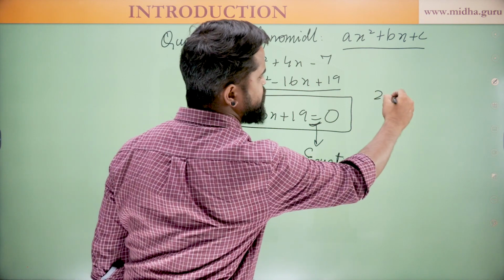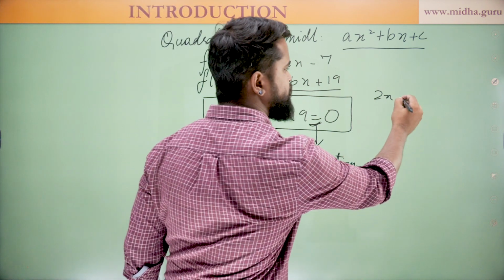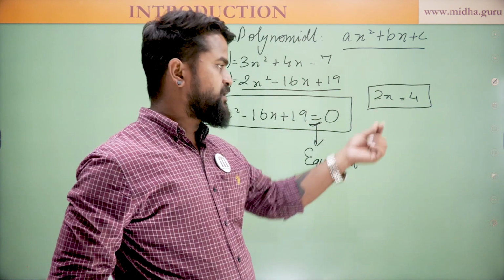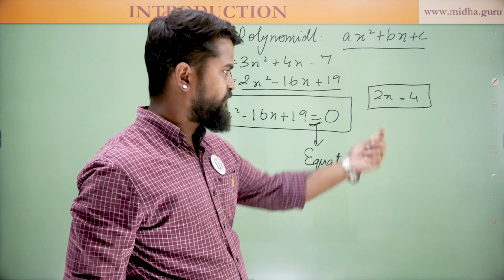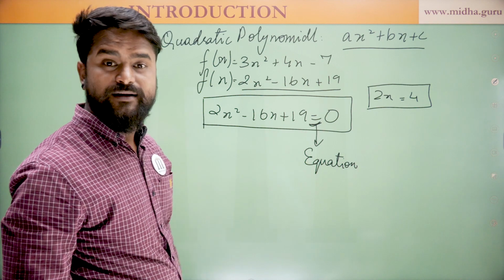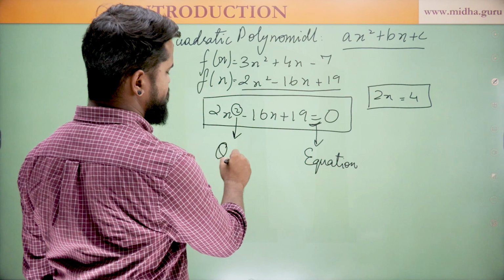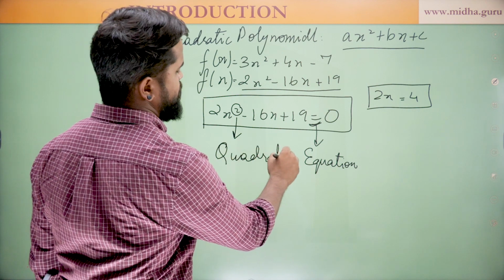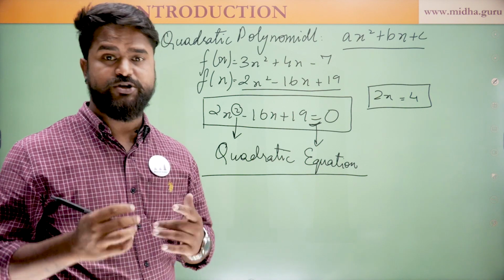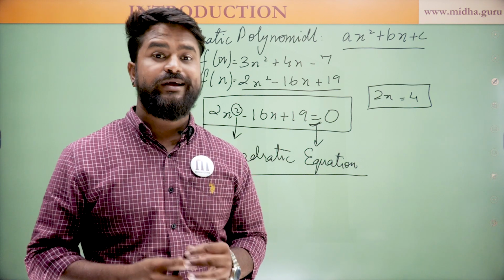For example, if I just told you 2x, this doesn't mean anything. It just means 2 is multiplied to the variable x. But when I say 2x is equal to 4, it means that x has a particular value that we can find out. Okay, we can do that: x is equal to 2 by dividing 2 on both sides. Similarly, this is an equation. And given that the highest power of the variable here is 2, this can be known as a quadratic equation.